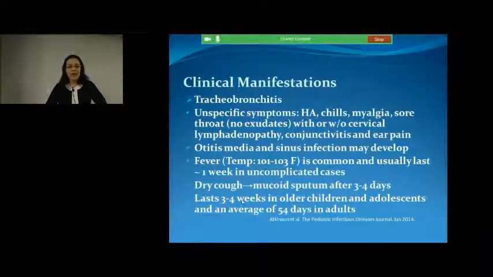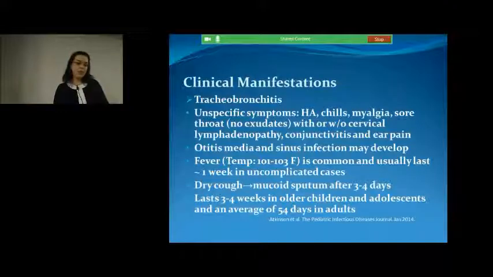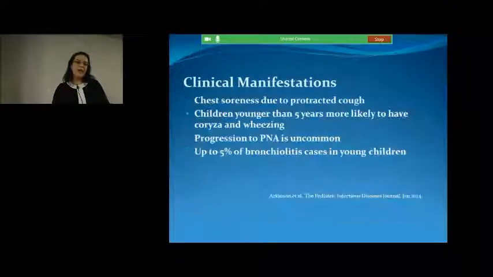The cough lasts 3 to 4 weeks in older children and adolescents, an average of 54 days in adults, so much longer. And chest soreness may be a complaint due to the protracted cough. Children younger than 5 years are more likely to have coryza and wheezing. Progression to pneumonia is uncommon in this age. Mycoplasma pneumoniae is responsible for up to 5% of bronchiolitis cases in young children.